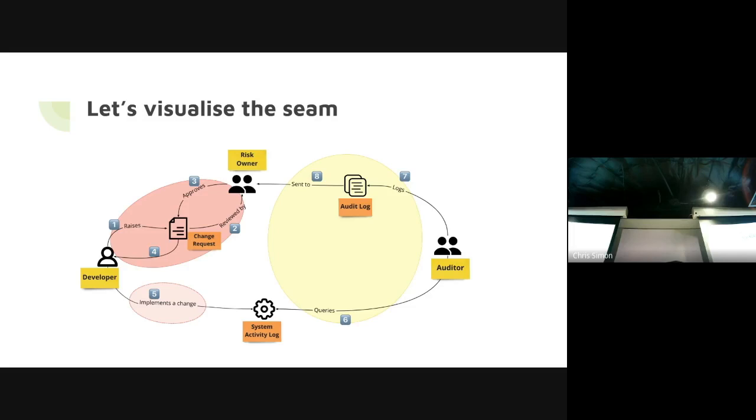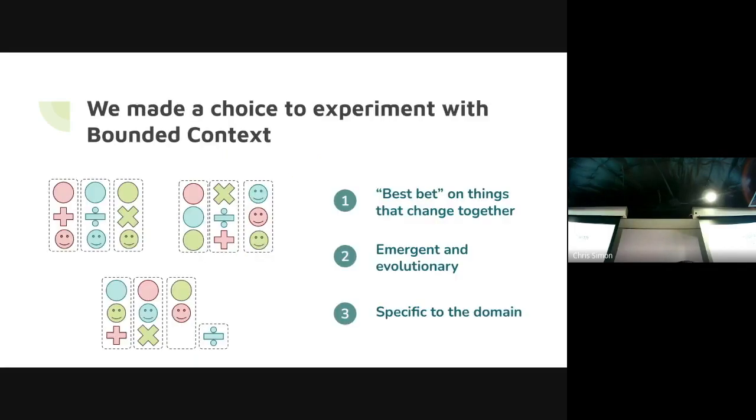You might wonder, why is this the seam and maybe why not this? And that would be a really good point for us to jump into a conversation about heuristics. But before we get to the heuristics, I do want to talk about the fact that at this point, we made a very conscious decision to experiment with bounded context. Now, bounded context, as you might have heard, is a best bet on things that change together.